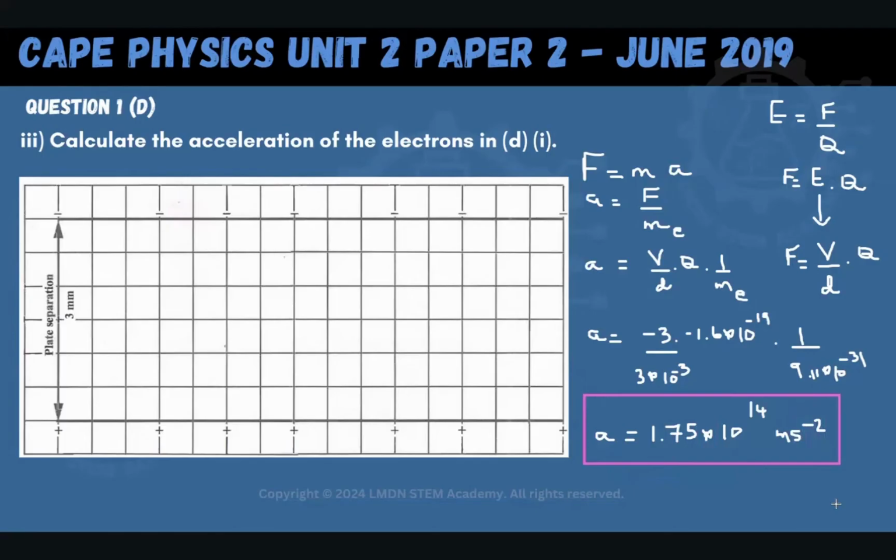All right. So the key here is to go back to basics. F is equal to ma. But for this particular question, we weren't given a value for force, but we know that force is equal to V over D times Q. We can use that to substitute in for force, and that's exactly what we did here. And then we had the mass of our electron, and so when we plug in all that we were given or were able to calculate, we come up with the acceleration that's needed here: 1.75 times 10 to the 14 meters per second squared. All right, so let's clear this and we'll move on to 1E.